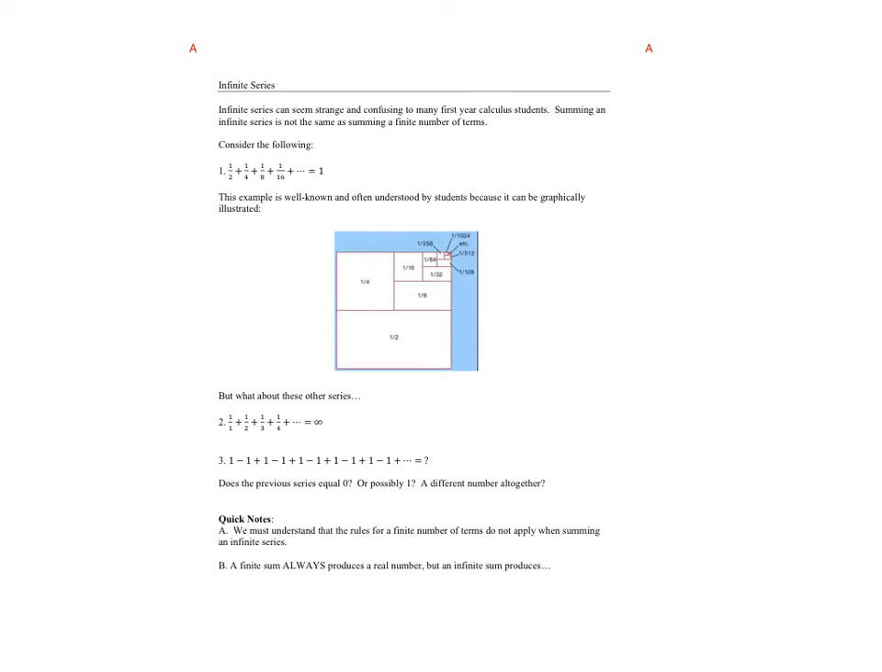Hello, welcome back. We are in chapter 9. We're starting off with infinite series. An infinite series is a list of infinite numbers that are being added together.